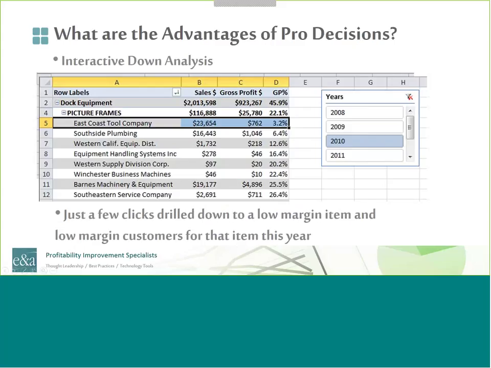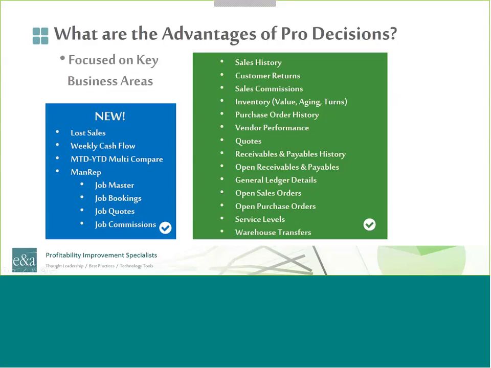But we're not inundated with just a huge amount of data to begin with. So I think that's another advantage, is just that top-down analysis. Another real key advantage is that we're focused on key business areas. And if you look in the green there, that represents the data that we're extracting out of the ERP system and building into these pivot tables.